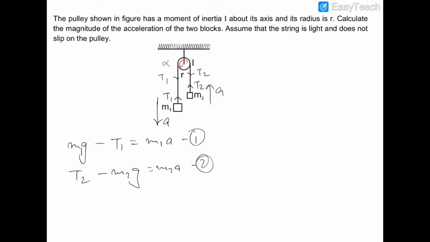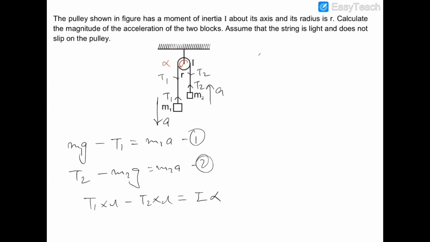And for torque, we can write down that the torque of T1 would be greater than the torque of T2, because this pulley is rotating in the anti-clockwise sense. So the torque of T1 would be T1 into R, minus the torque of T2, which would be T2 into R, and that would be equal to I alpha.